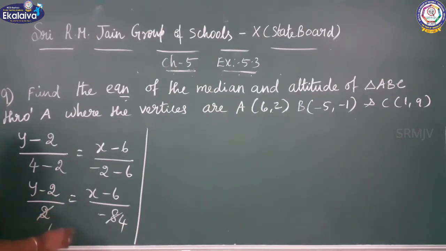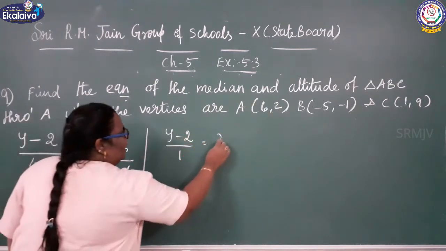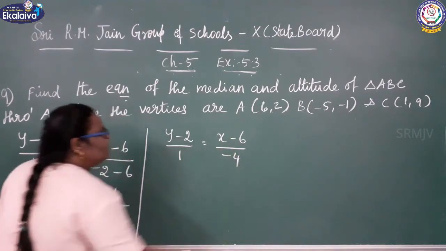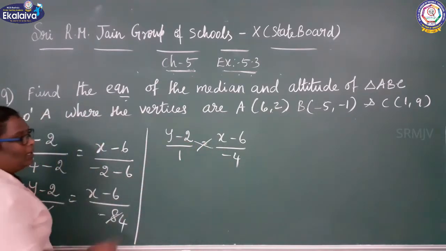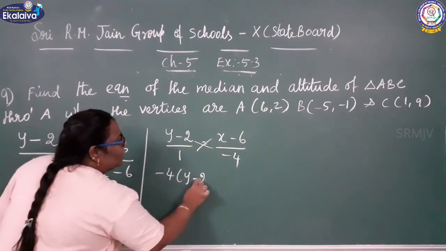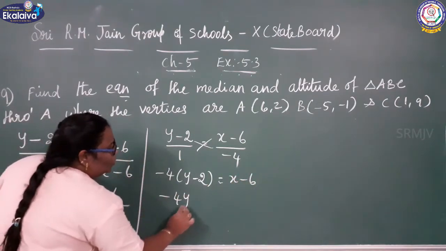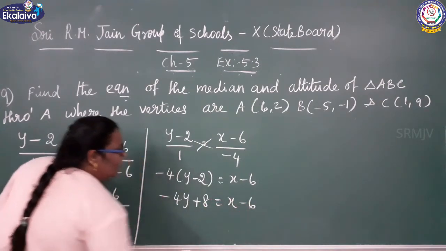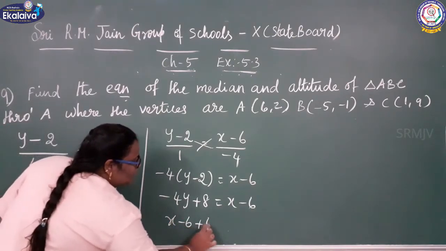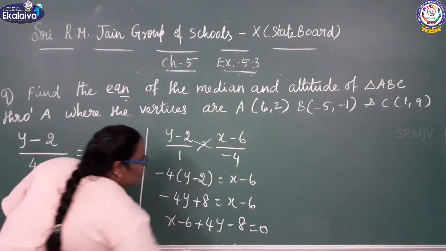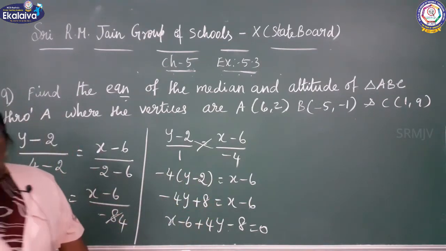So do the cross multiplication. (y minus 2) by 1 equal to (x minus 6) by minus 4. Do the cross multiplication: minus 4 into (y minus 2) equal to x minus 6, so minus 4y plus 8 equal to x minus 6. X is positive, so x minus 6 plus 4y minus 8 equal to 0.